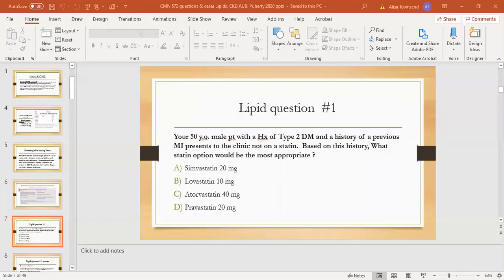Let's just go over a few questions. You've got a 50-year-old male patient with a history of type 2 diabetes and a history of a previous MI, and he presents to the clinic not on a statin. Based on this history, what statin option would be the most appropriate? So what are you going to put him on?